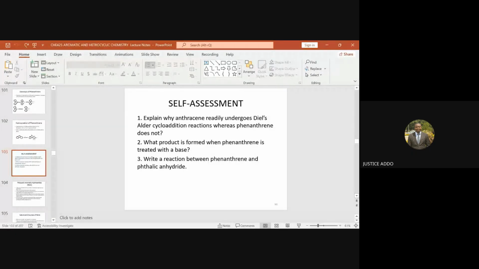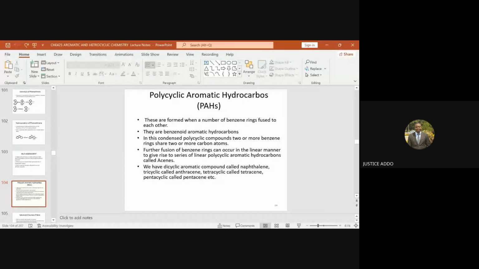Self-assessment questions are here. And the next time we meet, please take note of this and then remind me. We have looked at benzene, just one benzene nucleus. Then we look at naphthalene, 2 benzene fused. Then anthracene, 3 benzene fused linearly. Then phenanthrene, 3 benzene rings fused in an angular form. So beyond the 3, we are looking at what? Poly. Poly means many. So there are some other aromatic compounds in which you have more than 3 rings fused. We call them the PAHs, polycyclic aromatic hydrocarbons.